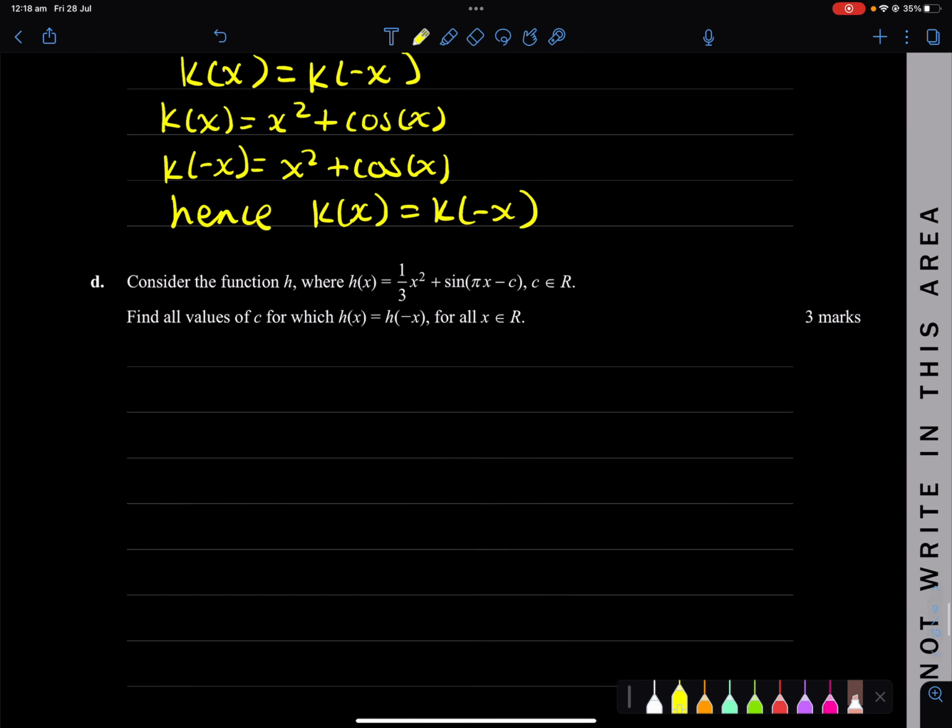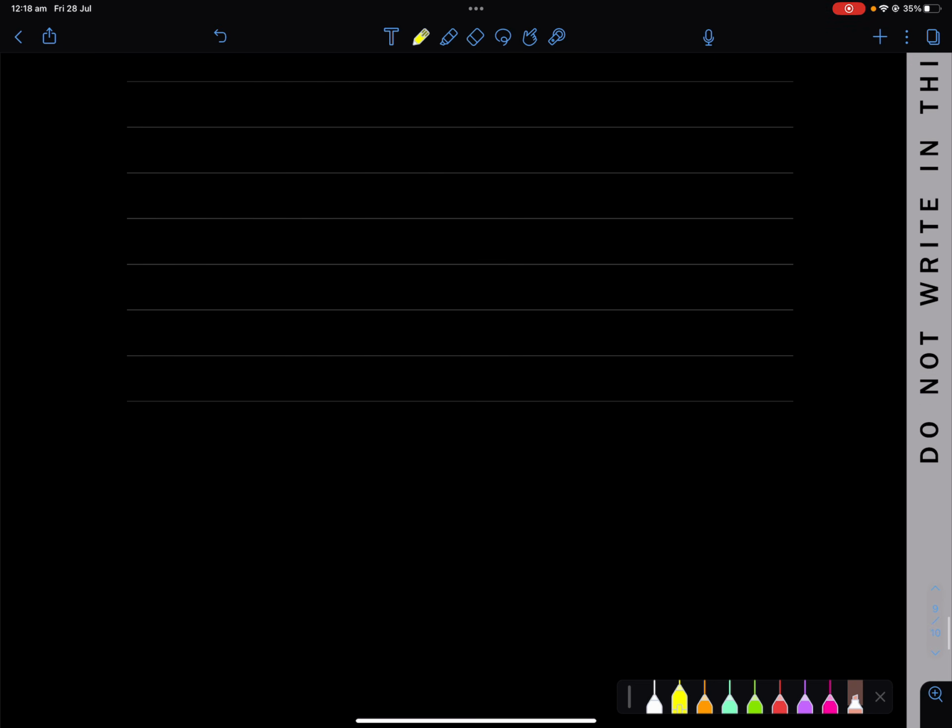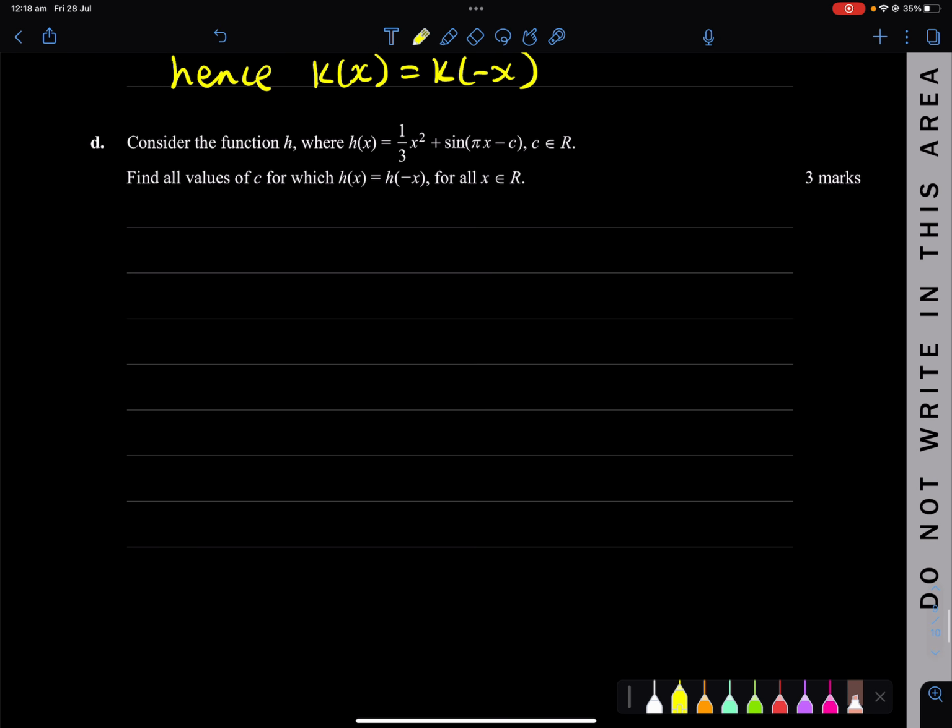Okay, let's move on to D, which is your last question. Consider the function h, where h of x is this. So we have a c value that we don't know. Find all the values of c for which h of x equals h of minus x for all x.